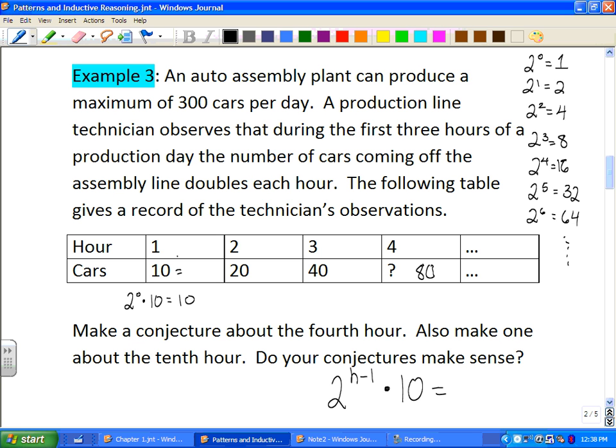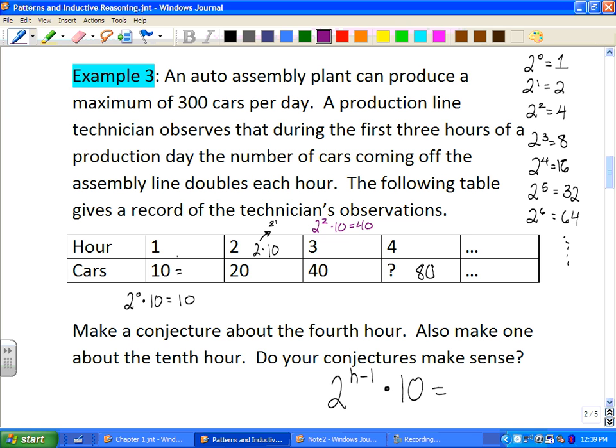Everybody see how I've gotten that? How I'm putting that together? Because I can look here too. This is 2 times 10. 2 is 2 to the first power. Well, I can get the first power by doing 2 minus 1. What about 3? That is 2 to the second power, which is 4, times 10, which is 40.